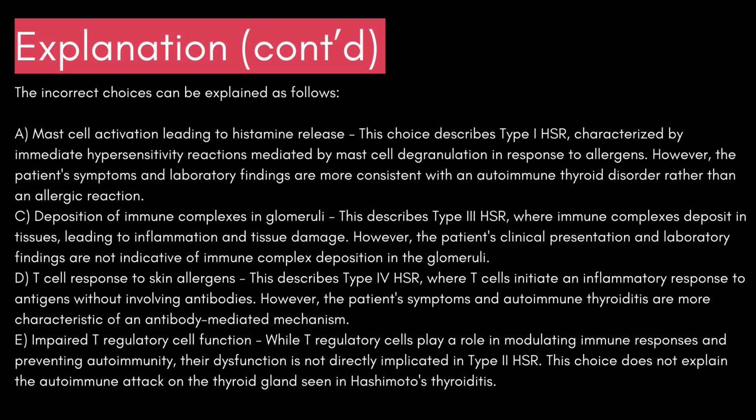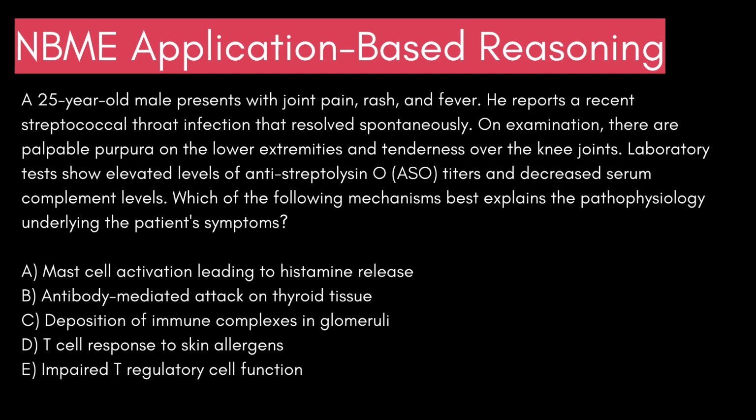All right, now that we have covered this question, let's move on to look at the next question. A 25-year-old male presents with joint pain, rash, and fever. He reports a recent streptococcal throat infection that resolved spontaneously. On examination, there are palpable purpura on the lower extremities and tenderness over the knee joints.